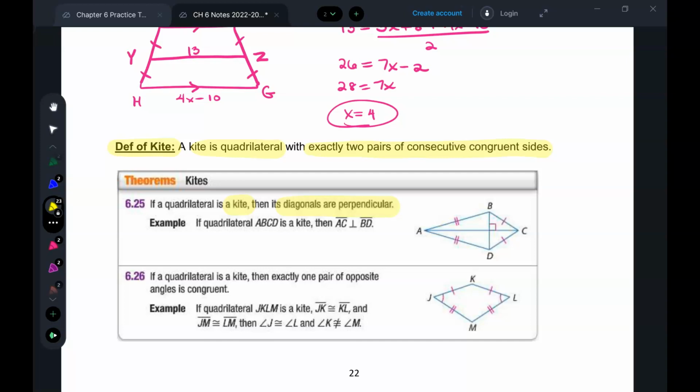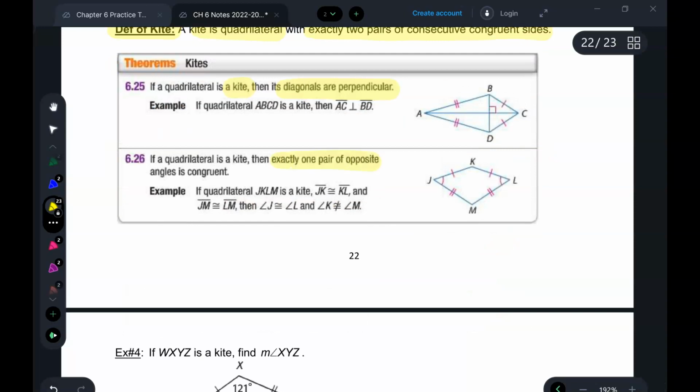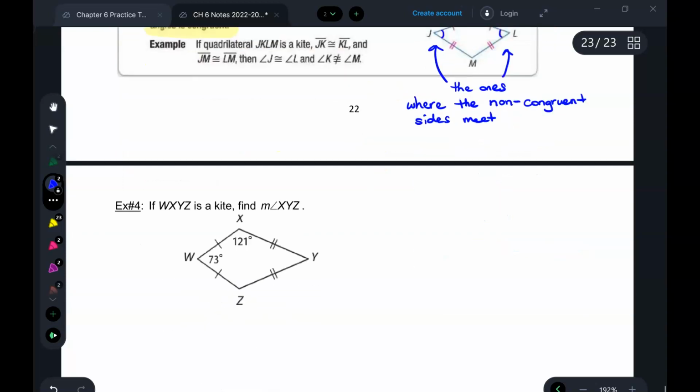It also has exactly one pair of opposite angles that are congruent. So how do we know? It's the one where the 2 non-congruent sides meet. It's like a 90-degree angle. Did you know that the person where the non-congruent sides meet is like a 90-degree? Yeah, it's really interesting.